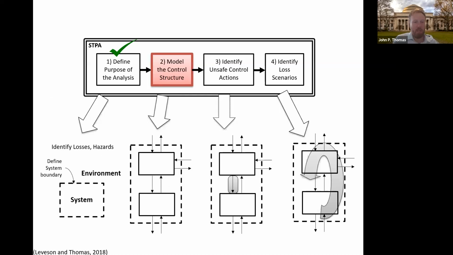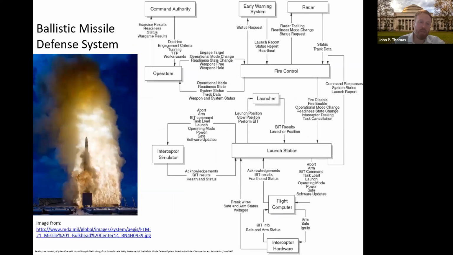A nice way to learn these, beyond what I've already said, is by showing you some examples. So here we've got a ballistic missile defense system, one of the first applications of STPA. We've got an early warning radar system here that detects an incoming missile and sends a launch report to a fire control station. Fire control station selects a launch station somewhere in the world, sends a fire enable signal down to the launch station to go and deal with that incoming missile. The launch station then arms and launches the flight computer on a missile to go get it.